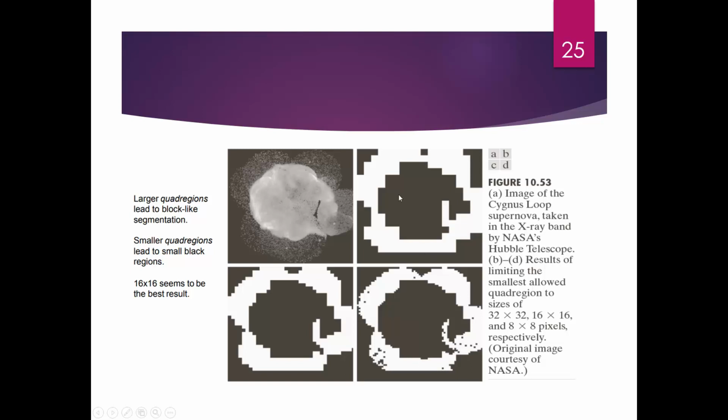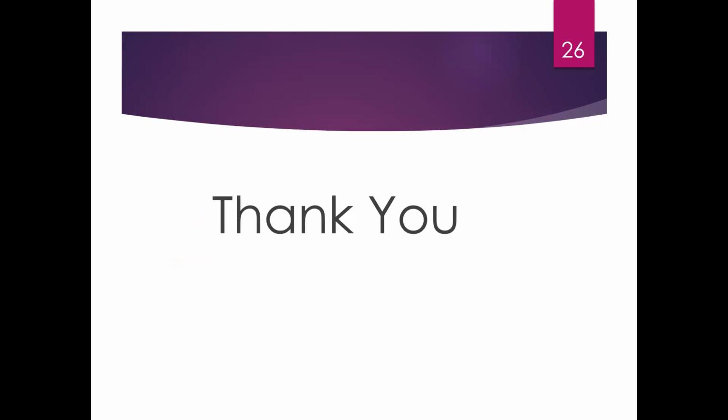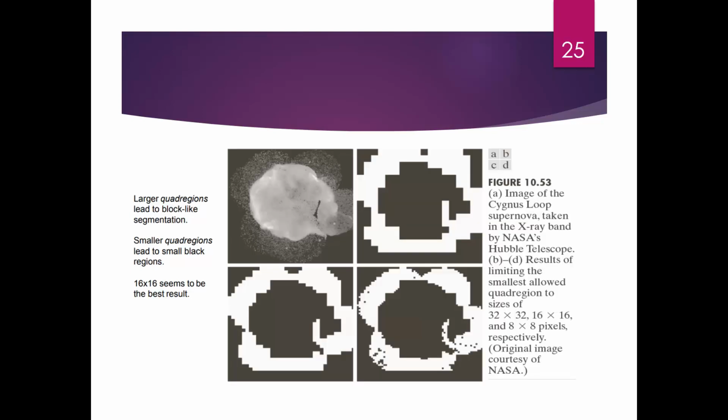As you can see, if we choose large quad regions, that will lead to a block like segmentation. We want to segment this dense region, so this will look like a block like segmentation. If we choose smaller quadrant regions, that will lead to small block regions, as you can clearly see in figure D. 16 cross 16 seems to be the best result, but that is application dependent. 16 cross 16 is not an ideal one.